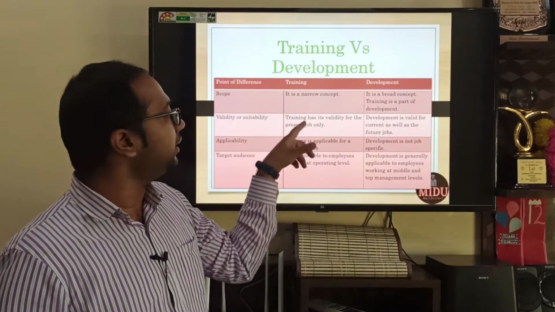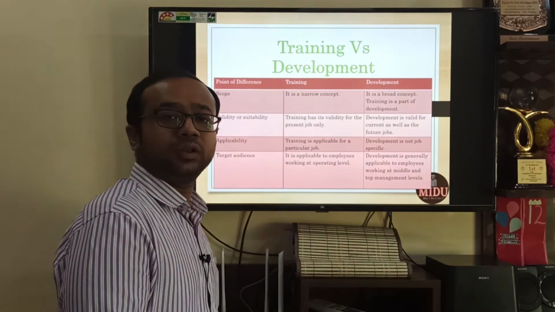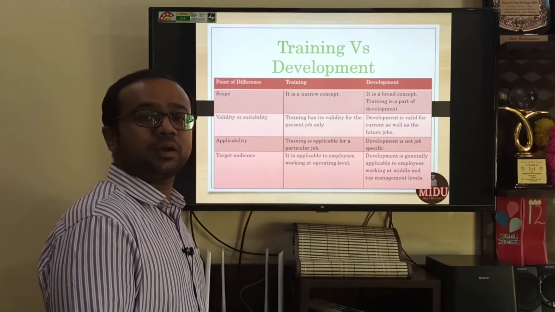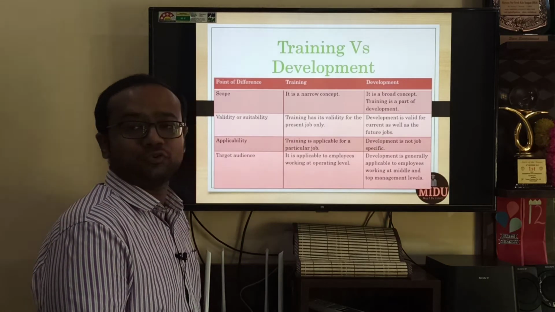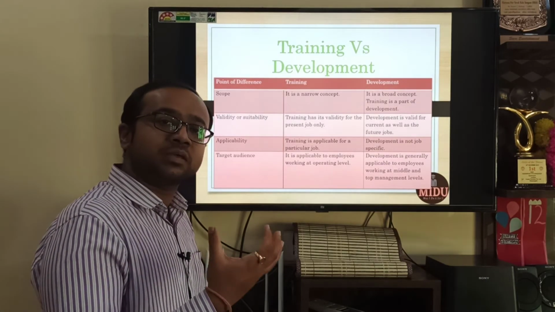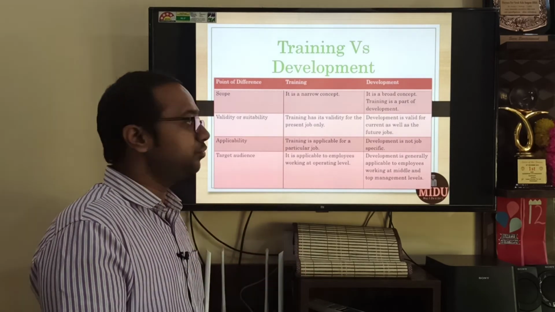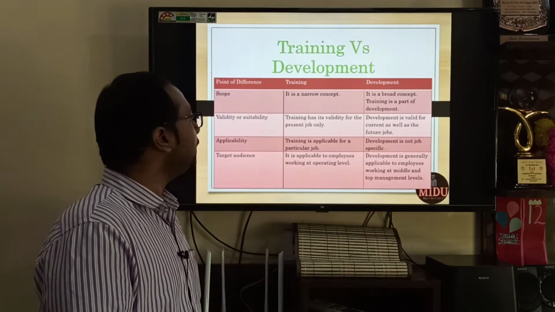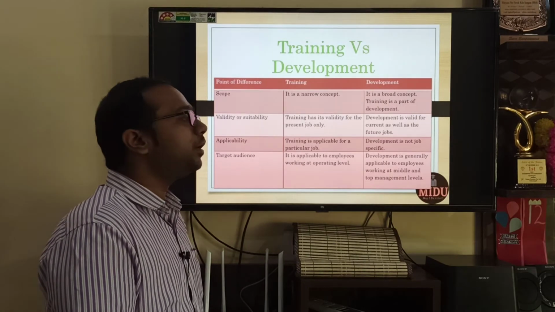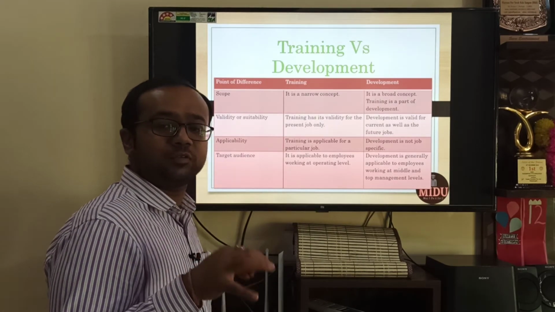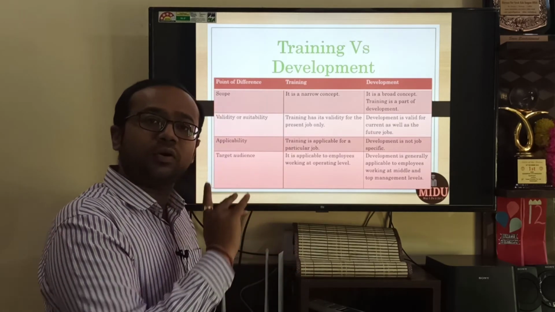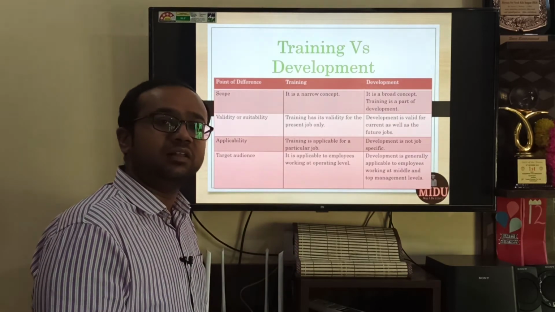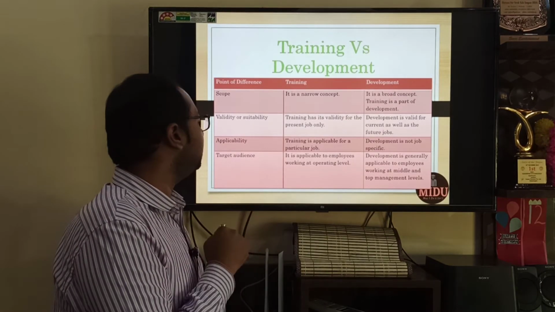Validity or sustainability: training has validity for the present job only. So in this you are training the person to become better for the current job. Development is valid for the current as well as the future job. So in development you are making that person ready for the current job as well as the future job. Applicability: training is applicable only for the particular job for which the person is there. Development is not job specific; you are working for the overall development of that person, his skills, his capabilities. That is the difference.